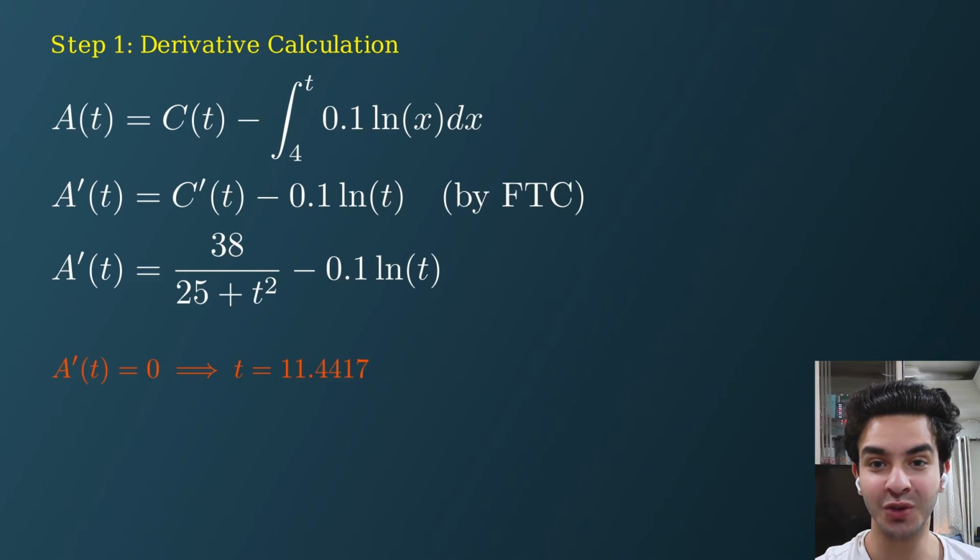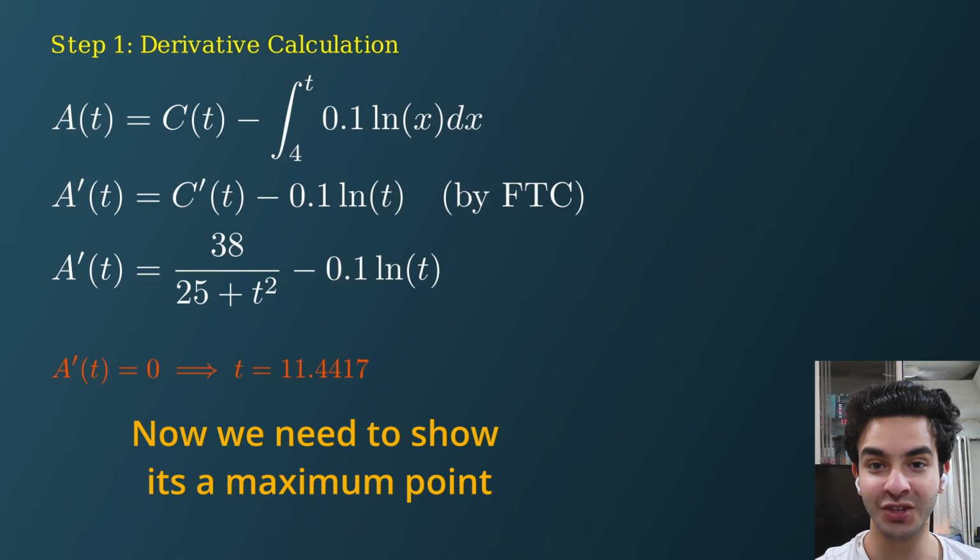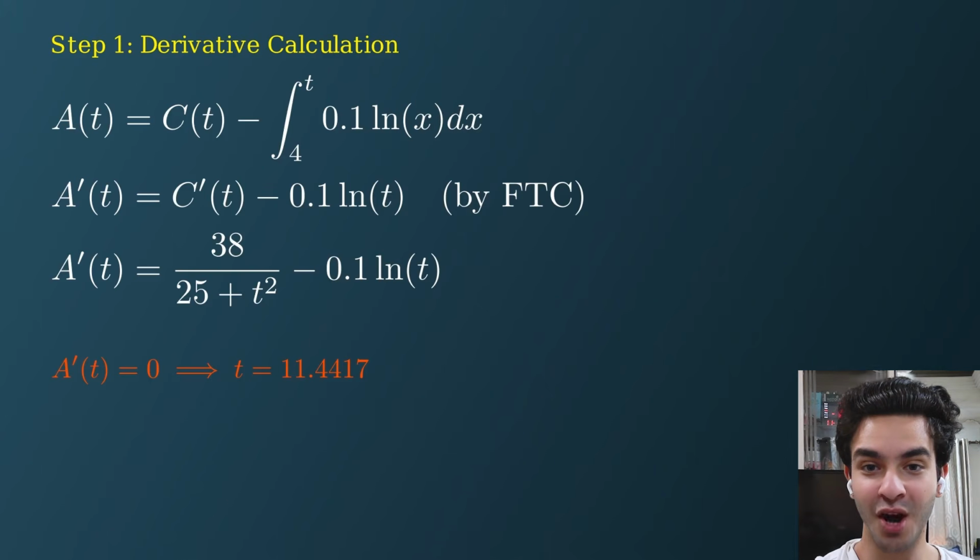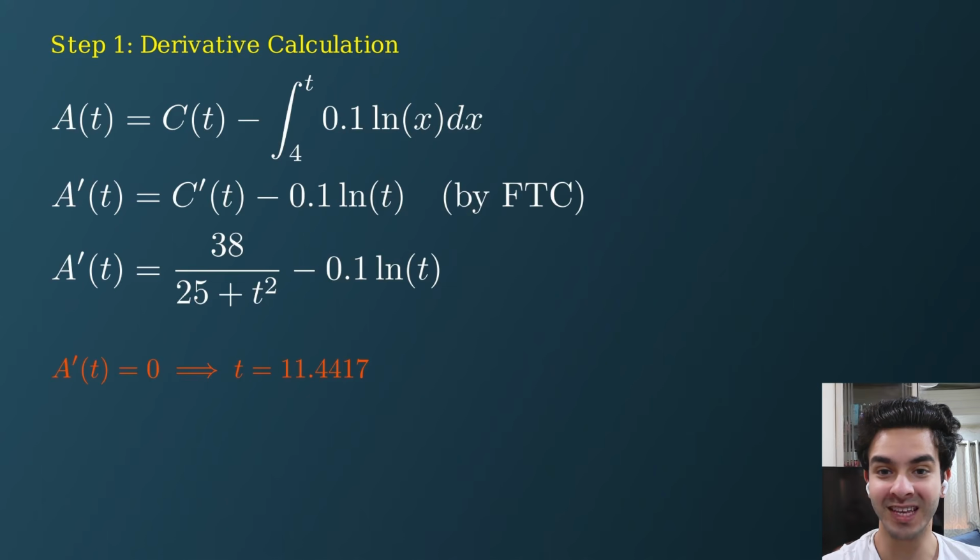Now that we have this value of t here, we need to justify that it will lead to a maximum point and not something like a minimum point. This is actually the part most people messed up on. In fact, only 7% of students actually got this part right. One mistake people made is that they used the second derivative test, which is basically you calculate the second derivative, and if it's less than 0, then you know it's a maximum point.